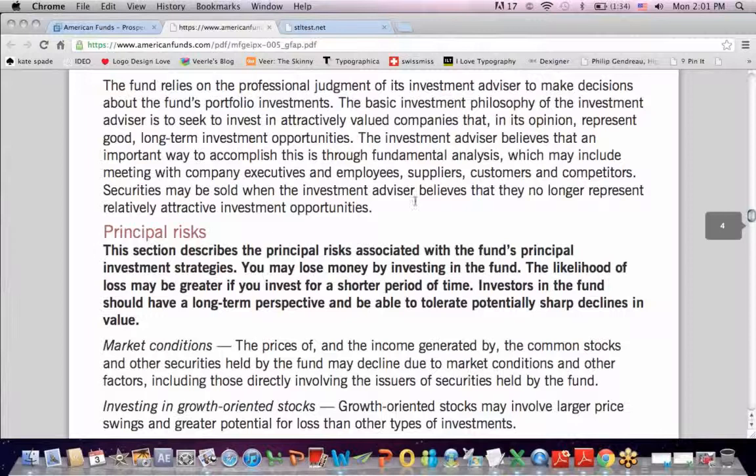Says they use fundamental analysis, which may include meeting with company executives, employees, suppliers. A lot of these fund managers are on the phone when companies come out with their earnings reports asking questions.